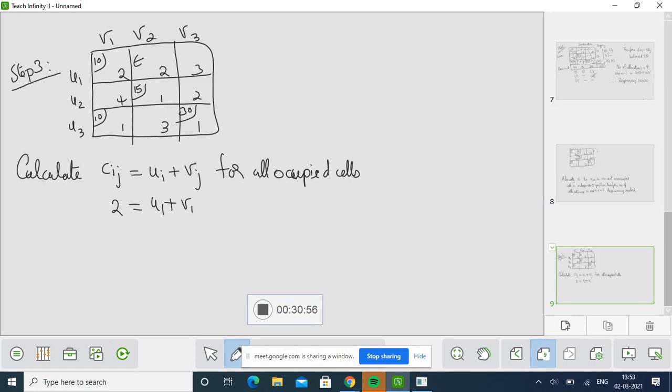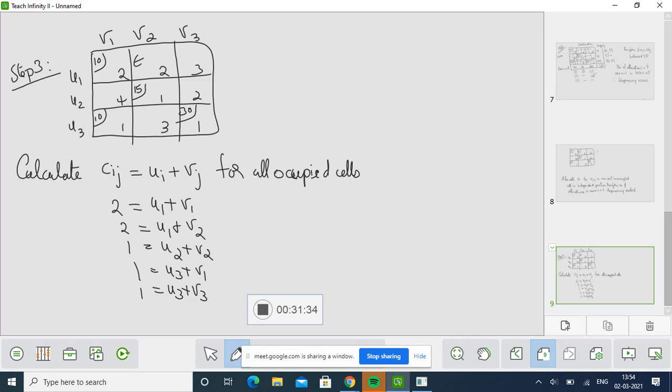Then first row, second cell. Yes, epsilon, it is occupied. So 2 is equal to U1 plus V2. Then second row, middle, third one. So value is 1. 1 is equal to U2 plus V2. Then third row, first cell. 1 is equal to U3 plus V1. Then third row, that last cell, 1 is equal to U3 plus V3.